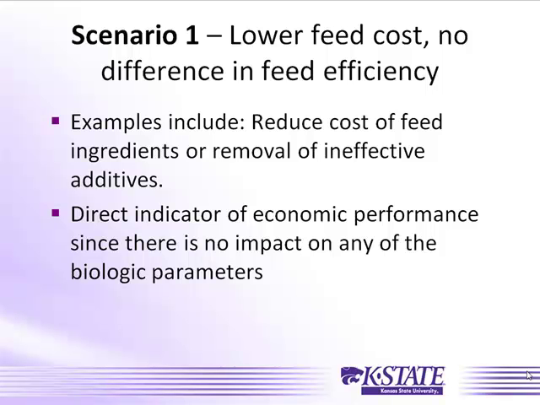And so when you look at some of the economic scenarios, we do a simple lower feed cost with no difference in feed efficiency. We just change part of that economic equation. We change the cost without changing the biologic performance. What's that going to do? That's going to be better economics, right? So things like removing ineffective additives or feed ingredients, lowering the cost of procuring grain. That's just going to lead right to your bottom line. So it's a direct indicator of economic performance since there's no impact on any of the biologic parameters.